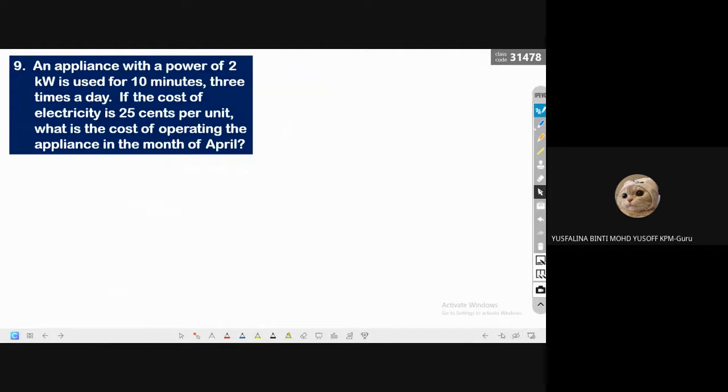Then this one, they calculate the cost of operating the appliance in the month of April. Again, E = Pt, right? And your P is your power, already converted to kilowatt, so just use it straight away. If they didn't convert, you need to convert first by dividing by 1000. And then they use it for 10 minutes. So I told you kilowatt per hour, right?